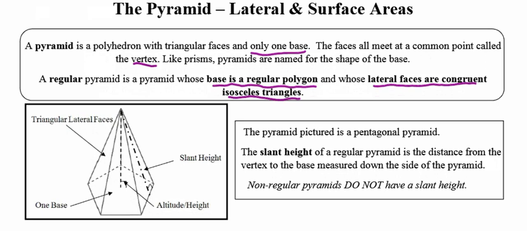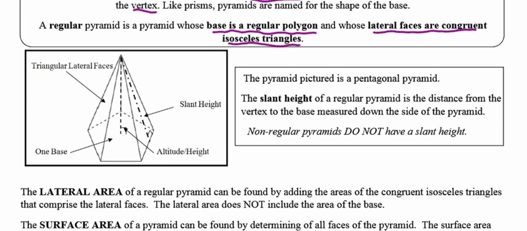So if we take a look at the diagram and talk about some of those words that we just talked about, the triangular lateral faces are going to make up the sides of your pyramid. The base is going to be a polygon, and notice that there's only one base. The vertex is going to be the point at which those triangular lateral faces come together. So now that you've mastered the lateral faces, the base, and the vertex, let's talk a little bit about slant height and altitude.